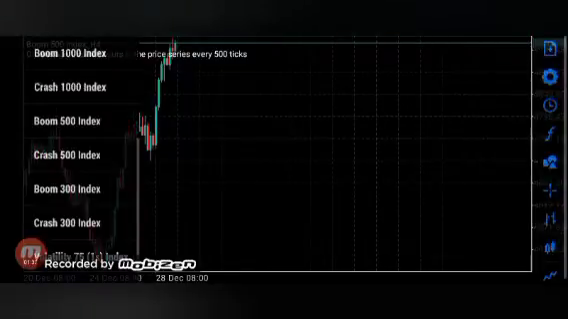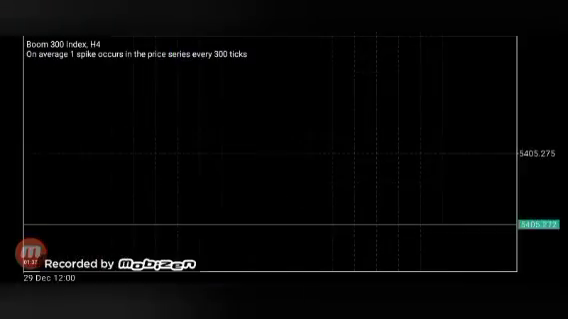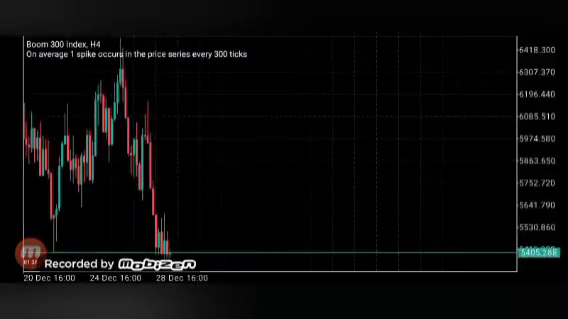I'm interested in doing analysis for Boom 300. So let's see the chart from Boom 300. Now, as a price action trader, the first thing you should do on any chart is go on the higher time frame. That's the first thing to do. Remember, you go on your higher time frame.